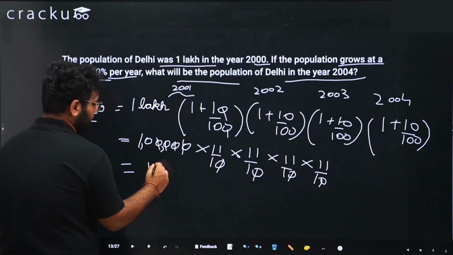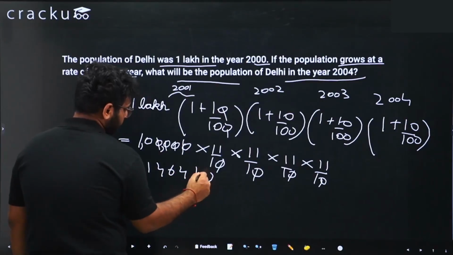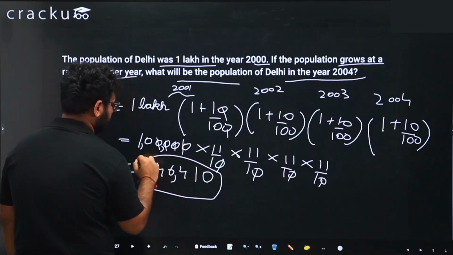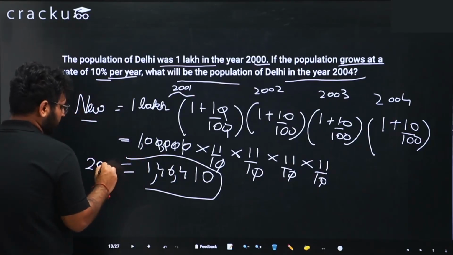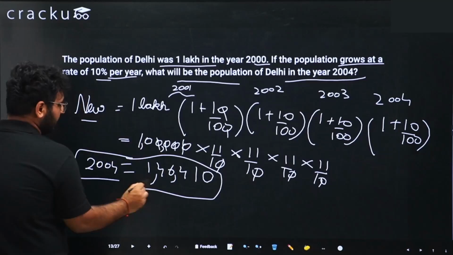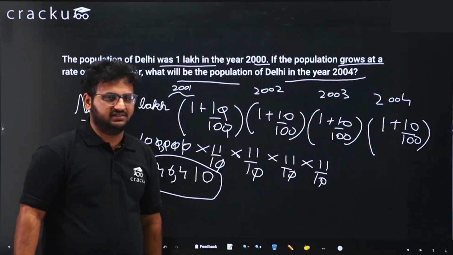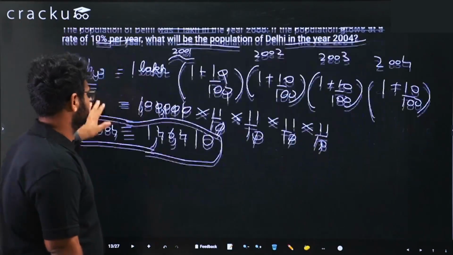So this would be 14641 0, which is equal to 1,46,410. So Delhi's population in year 2004 will be equal to 1,46,410. Now how did I calculate this? Very easily. So let us learn some trick.